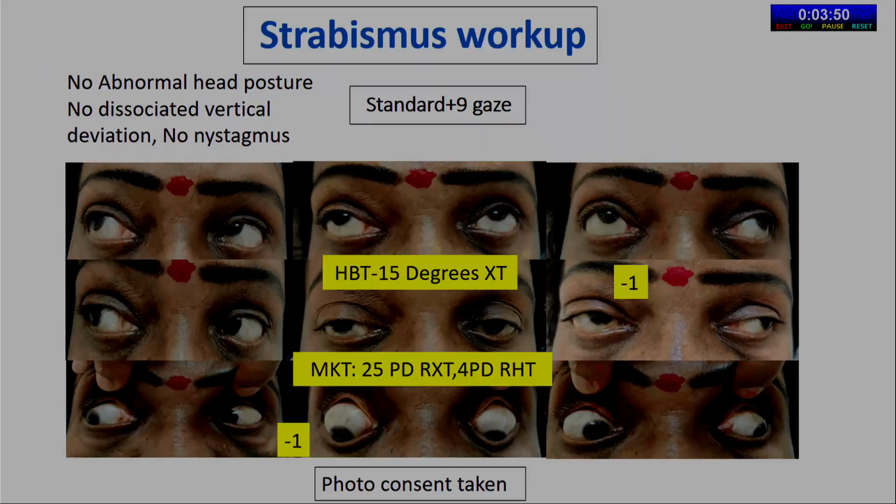On strabismus workup, this is the standard 9-gaze picture. There was no abnormal head posture or DVD. On the modified Krimsky test, there was 25 prism diopters of right exotropia with 4 prism diopters of right hypertropia and -1 abduction and depression limitation.